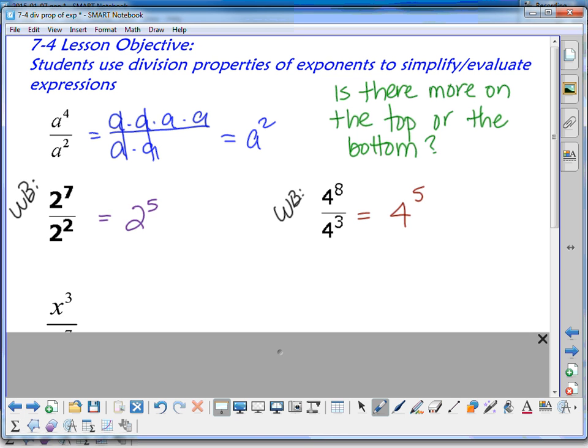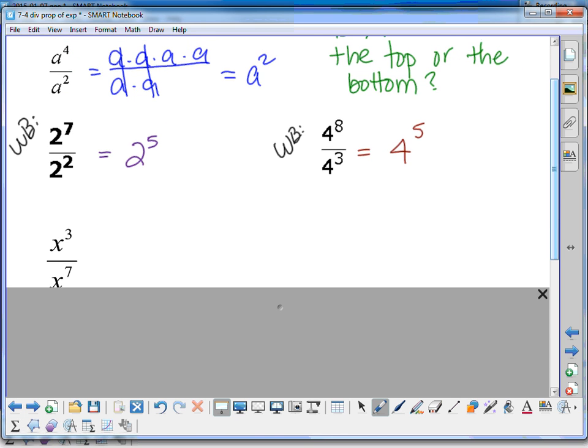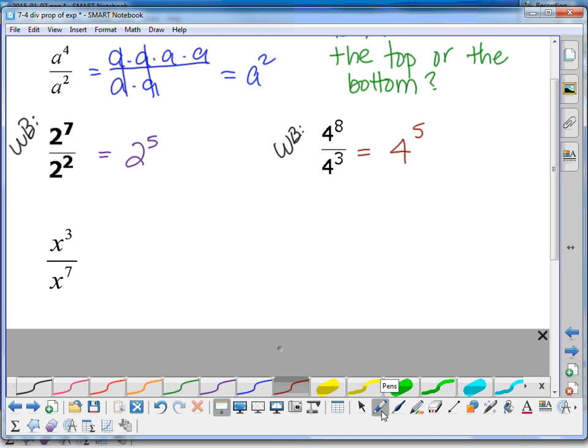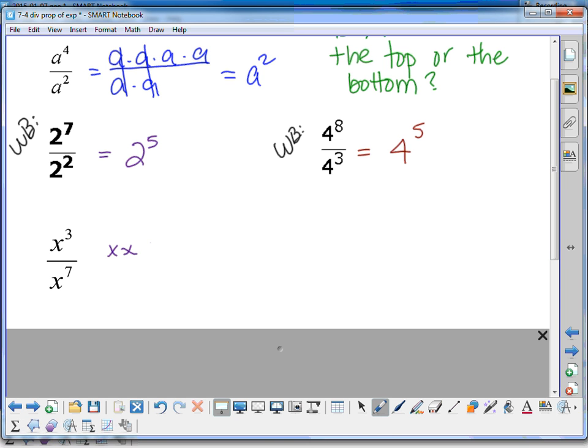All right, so let's take a look at this next one. This is for your notes. Right, now I have x cubed over x to the 7th. So I've got 3 x's that are going to cancel out. What do I have to leave behind when everything cancels out on top? Have to put a 1 on top. So this would equal 1 over x to the 4th.